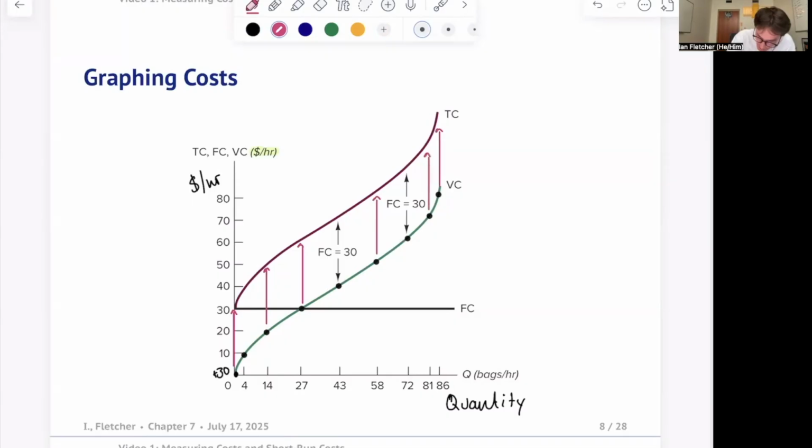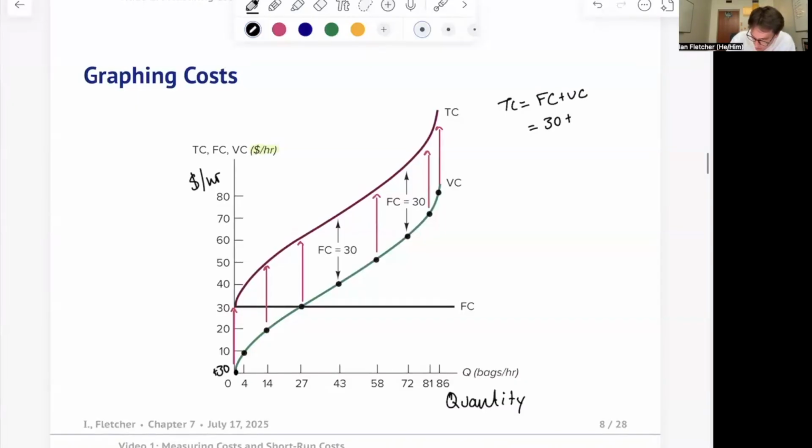And so graphically, this shows that if our total costs are equal to our fixed cost plus our variable costs, and this is always going to be 30, then the curvature of our variable cost dictates the shape of our total cost.